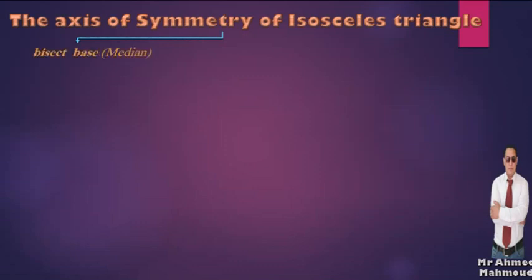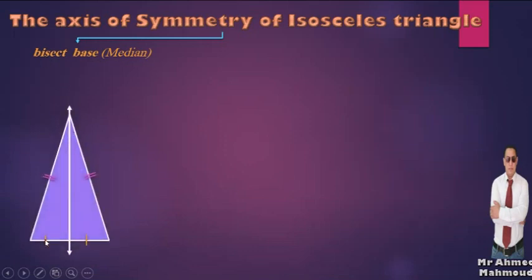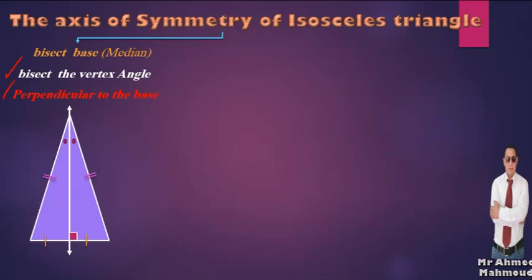First, if he gave you an isosceles triangle and this line bisects the base, this is the given. Then the conclusion, the 2 other properties: it bisects the vertex angle, this is a conclusion, and it is perpendicular to the base, this is the other conclusion. The given is that it bisects the base, and the conclusion is that it bisects the vertex angle and is perpendicular to the base.